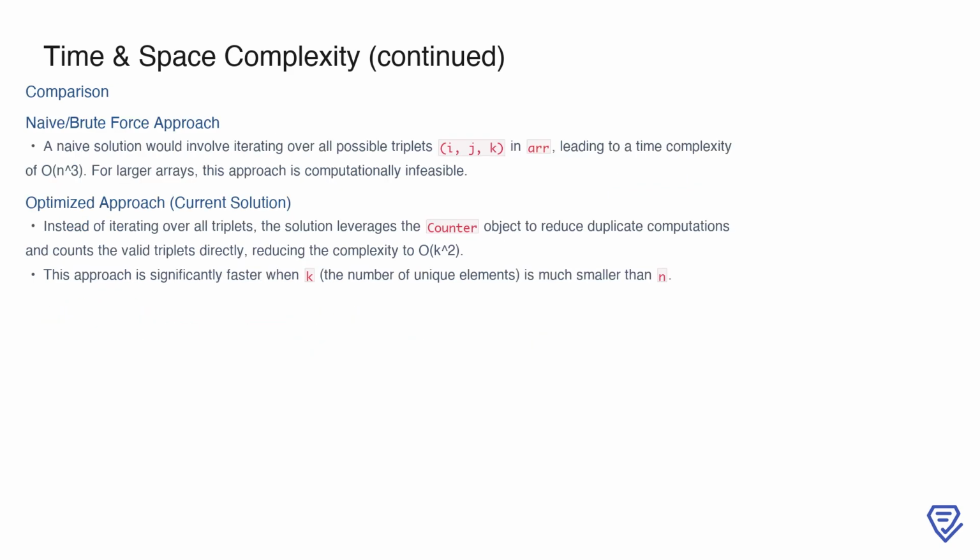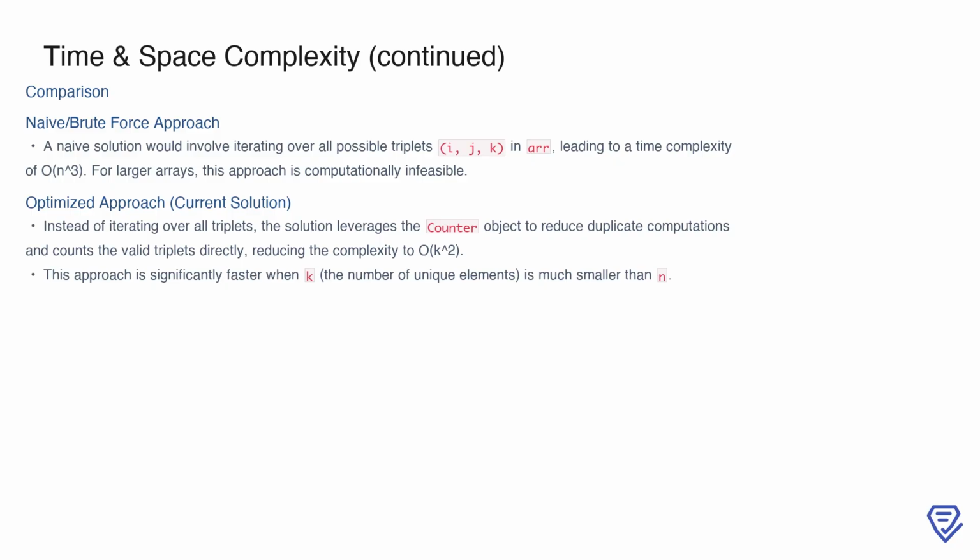To put this into perspective, let's compare the optimized approach to a naive or brute force solution. A naive method would involve iterating over all possible triplets i, j, k in the array, resulting in a time complexity of O(n cubed). This approach quickly becomes infeasible for larger arrays due to its high computational cost. In contrast, the optimized solution reduces this complexity by leveraging the counter object to avoid redundant computations. Instead of examining all possible triplets, it focuses only on unique pairs of elements and counts valid triplets directly, bringing the complexity down to O(k squared).